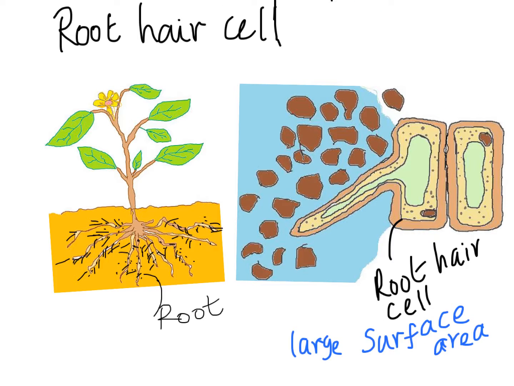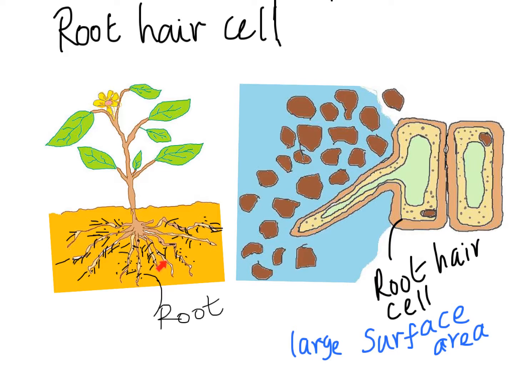Let's have a look at a special cell of a plant. In the roots, the main job of the root is to absorb water, or take in water and minerals, dissolved minerals from the soil.